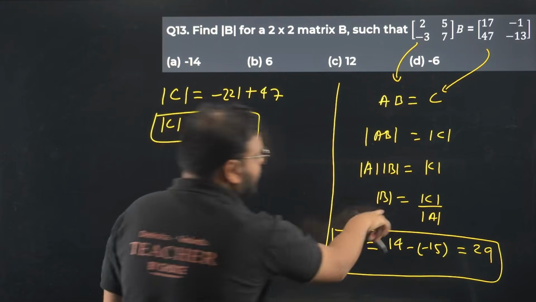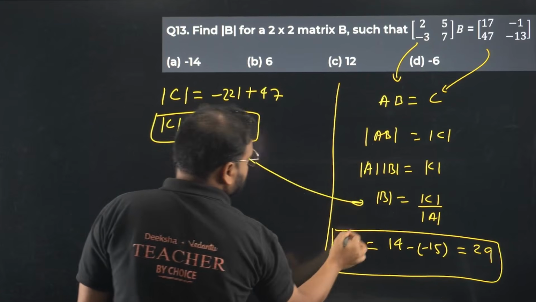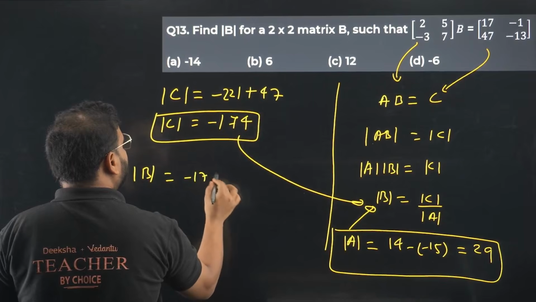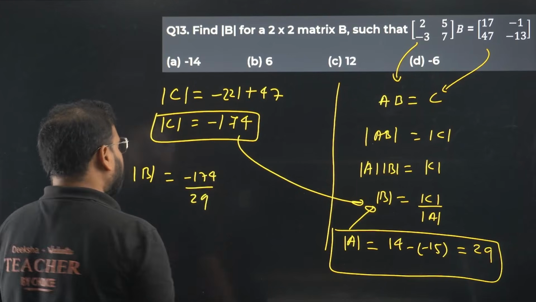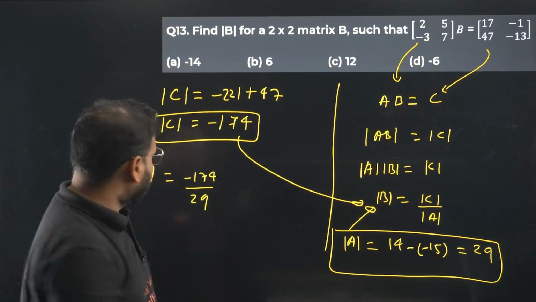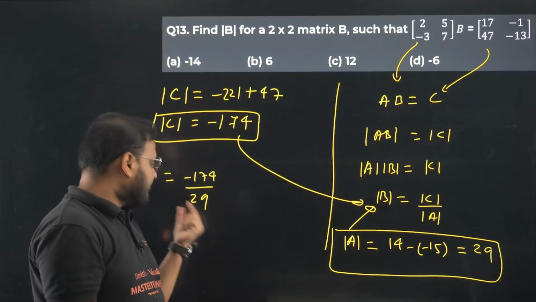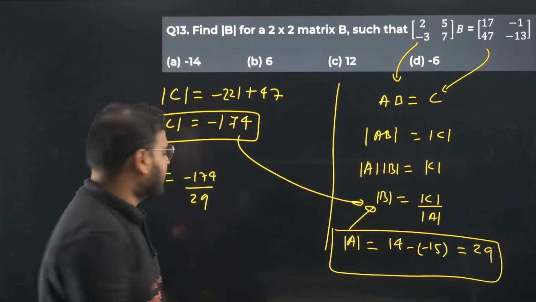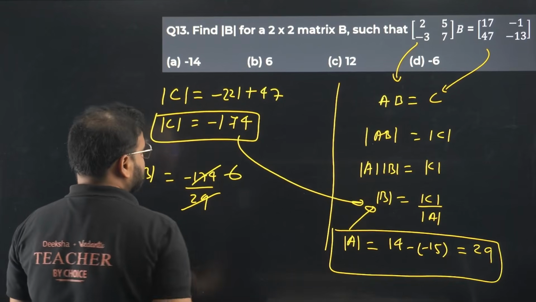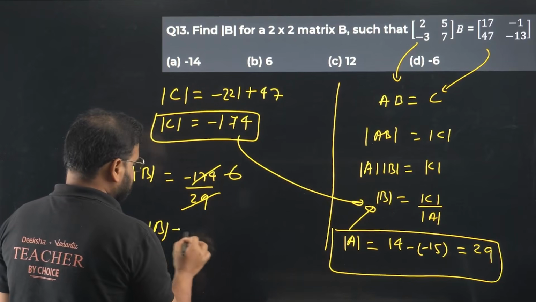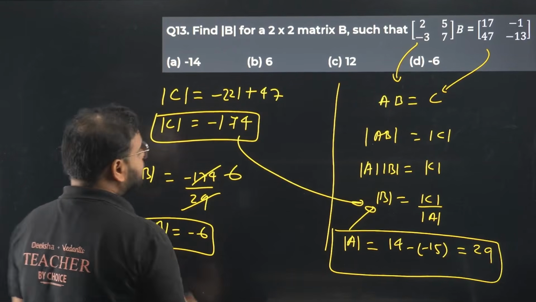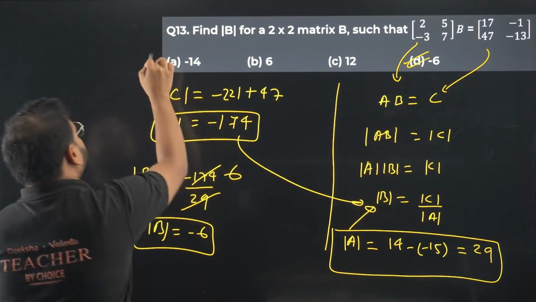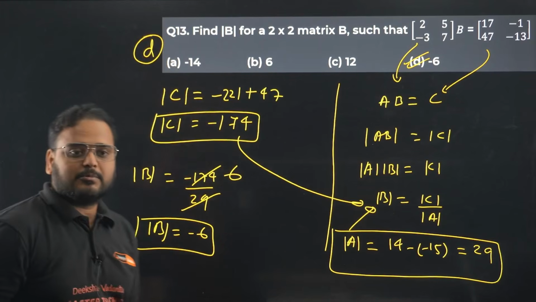I'm looking for determinant of B, so put these over here. What do I get? Determinant of B equals minus 174 divided by 29. 9 6 are 54, carry 5, and 5 to the 10, sorry, 6 to the 12 plus 5, 17, correct. 6 is the answer. Sorry, minus 6 is the answer. Have a look. Option D. Minus 6 is the right answer. Question number 13 is over.